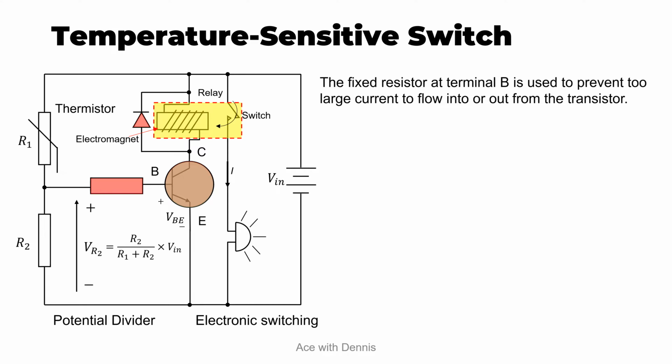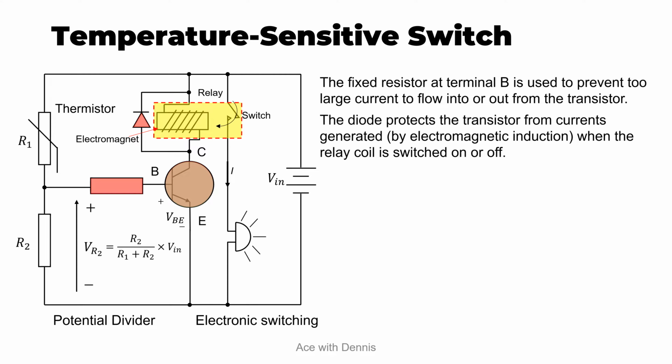The second thing that you need to pay attention to is this diode. This diode protects the transistor from currents generated by electromagnetic induction when the relay coil is switched on or off. And the third thing that you need to pay attention to is that the transistor does not switch on the bell directly. As you can see here, the bell is not connected directly to the transistor. So what does it mean? It means that the transistor only switches on the relay, and hence the relay is the component that switches on the bell.